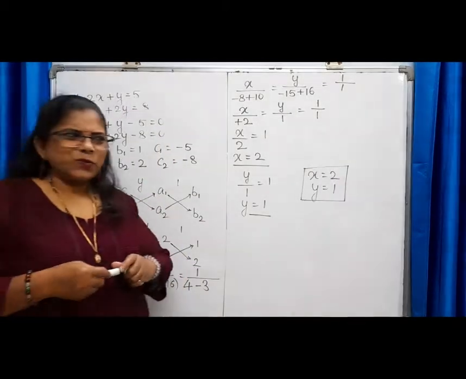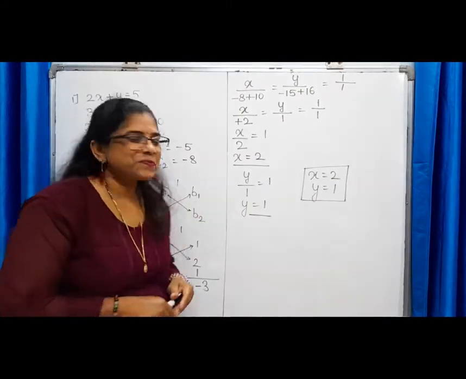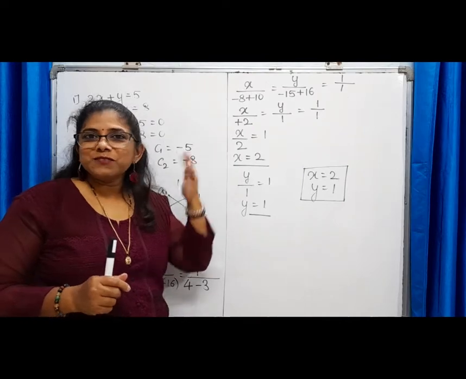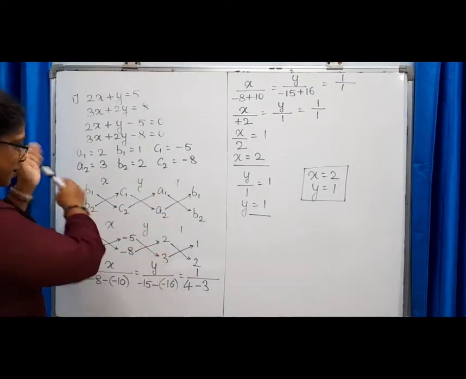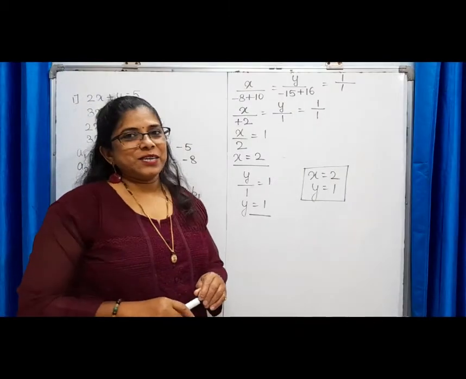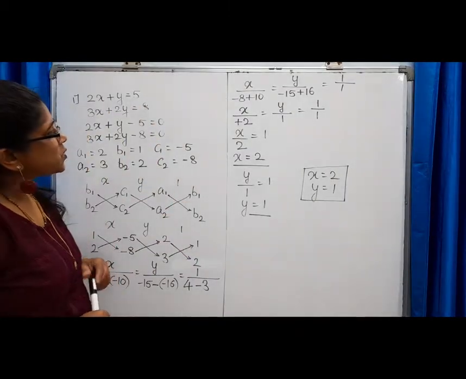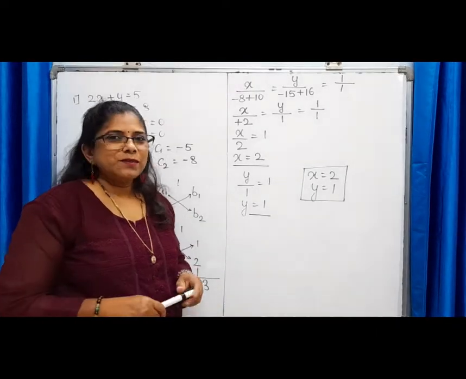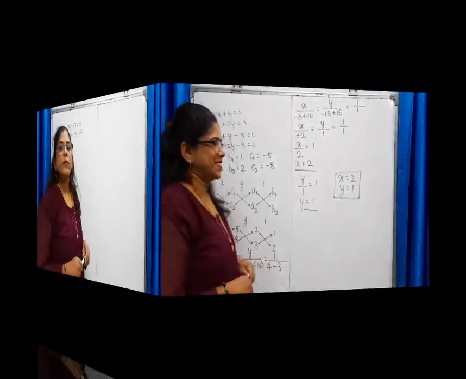Even this method is quite simple and interesting. So here just we have to check the values of a1, a2, b1, b2, c1, c2. Write it accordingly, cross multiply, solve, and we get the values of x and y. Now let's solve one more example so that this method will become quite clear to you. Watch this video till then.